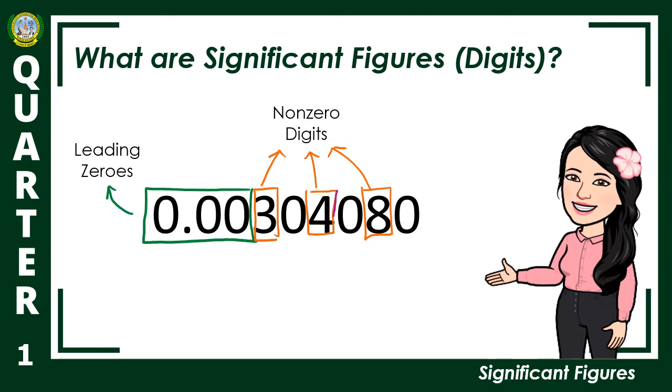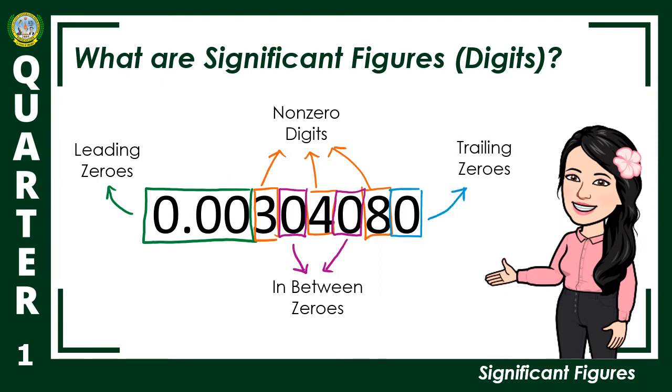Okay? And then, ito naman pong zeros na to, na kung mapapansin nyo, ay napaggigitnaan ng non-zero digits, ang tawag po sa kanila ay in-between zeros. Okay? So, in-between zeros meaning they are between non-zero digits. And lastly, yung zero po sa huli or sa dulo ng number, ang tawag po sa kanila ay trailing zeros. Okay? So, tatandaan nyo po yung mga terms na yan kasi yan po yung mga babanggitin sa rules mamaya.